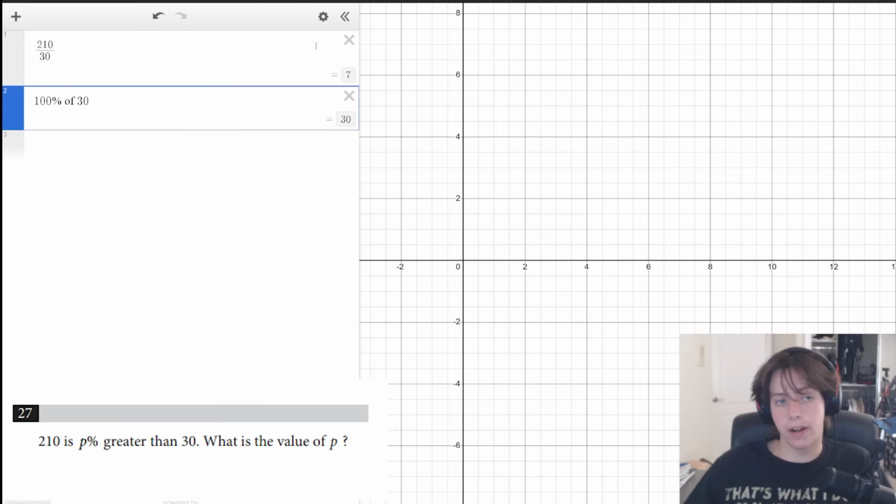But it asks for greater, and Desmos doesn't have a way of looking at this, but what you have to realize is 100% greater than 30 is 60, it would be double. So 700% of 30 would be 210, right? But it's greater than, so in the end it would be 600%, right? It would be 600% greater than 30, so our value of p is 600, and that's our final answer.